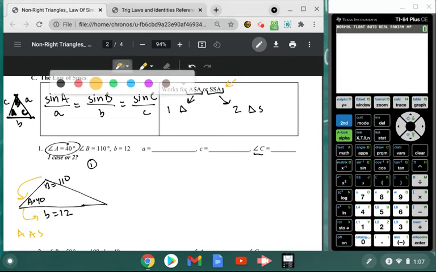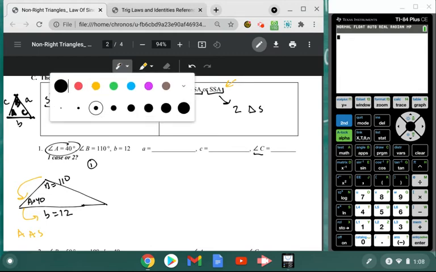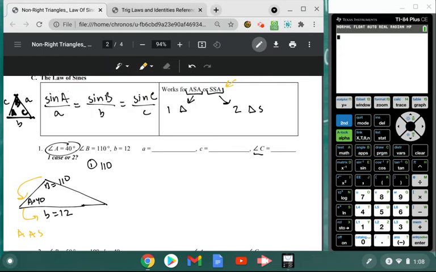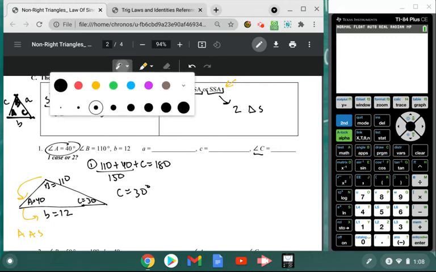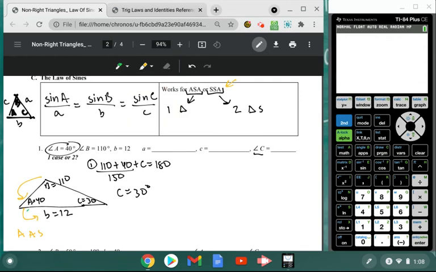but I can easily find the missing angle. I know that these 3 angles need to add up to 180. So 110 plus 40 plus angle C is 180. So that's 150, right? So that tells me that C must be 30 degrees. So C equals 30. So now I've got that relationship I want. I have angle, side, angle. So this is angle, side, angle, one case, which is great. I can go ahead and just solve for my missing sides.